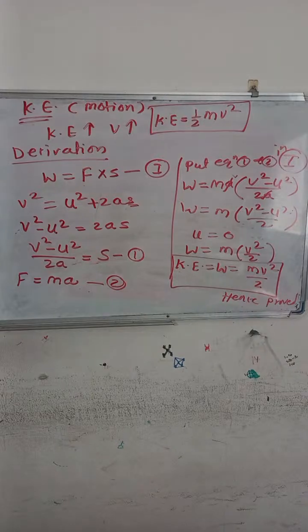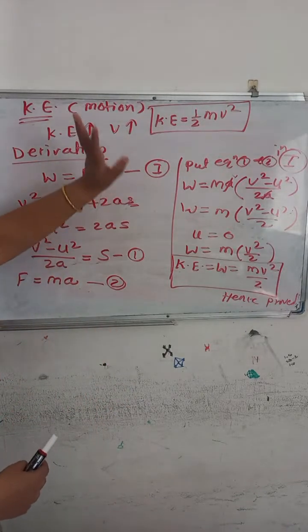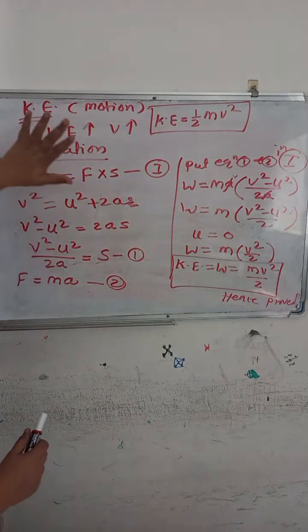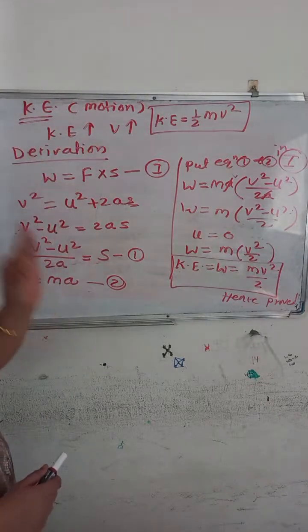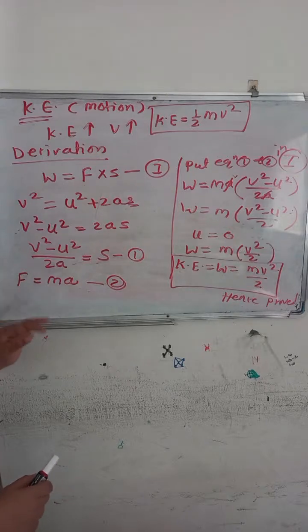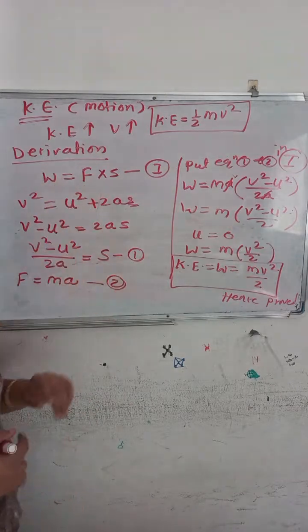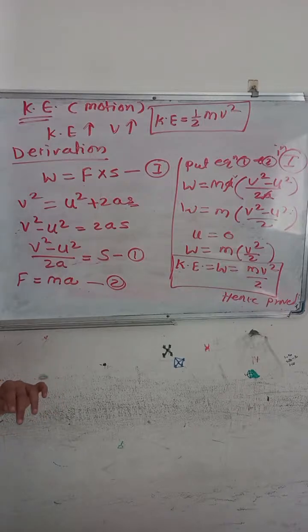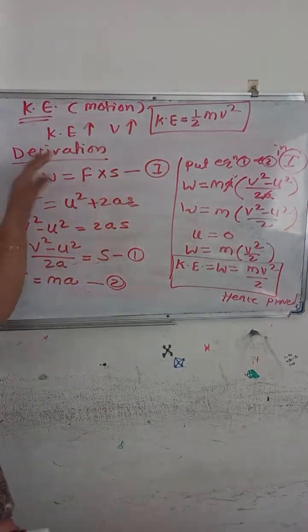You should learn this derivation properly, because again in 11th standard you have the same chapter and we have to do the same derivation. So kinetic energy is nothing but this: any body in motion possesses kinetic energy. If the speed or velocity increases, then kinetic energy also increases. Kinetic energy is measured in joule. We know the formula half mv square, but here we have to derive it.